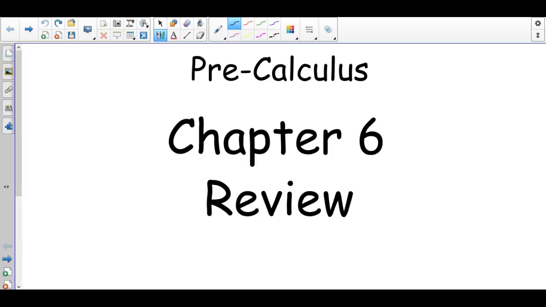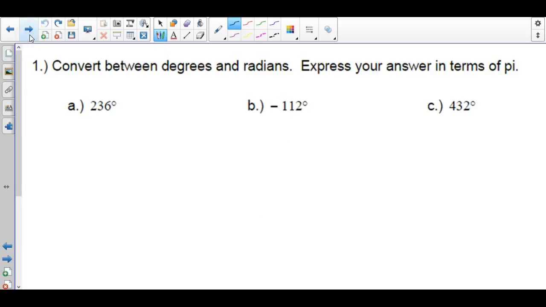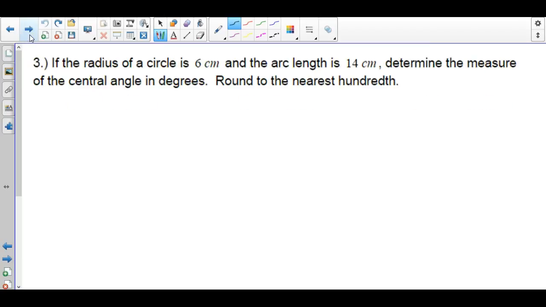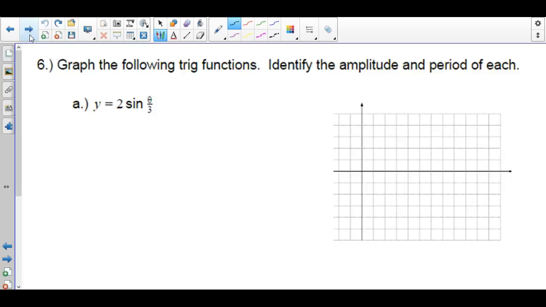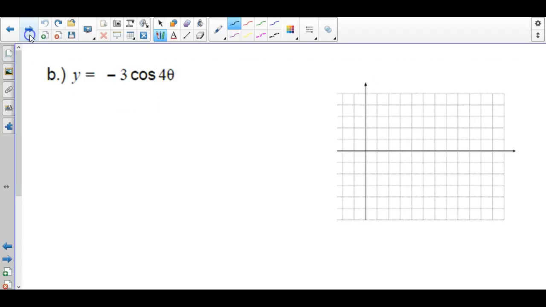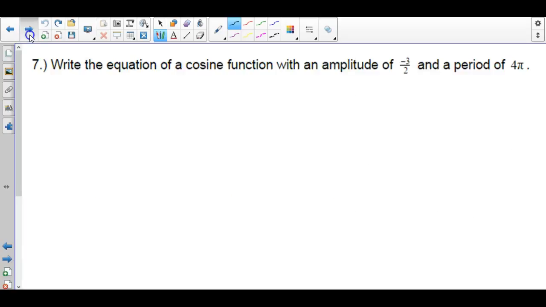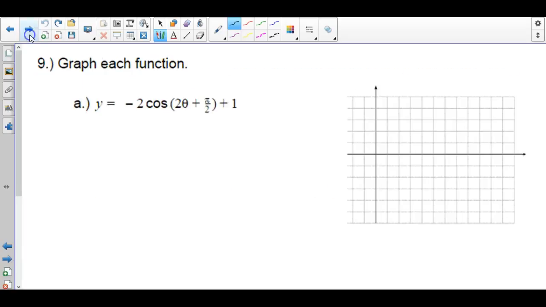Hello, what I'm going to do is review some Chapter 6 material, which is trig functions and graphs. So to give you a quick overview, we're going to do some conversions between degrees and radians, and then look at some arc length problems, area of a sector, basic sine, cosine kind of graph, and then we'll get into trig functions that have different amplitudes, periods, and then eventually the phase shift and vertical translations.